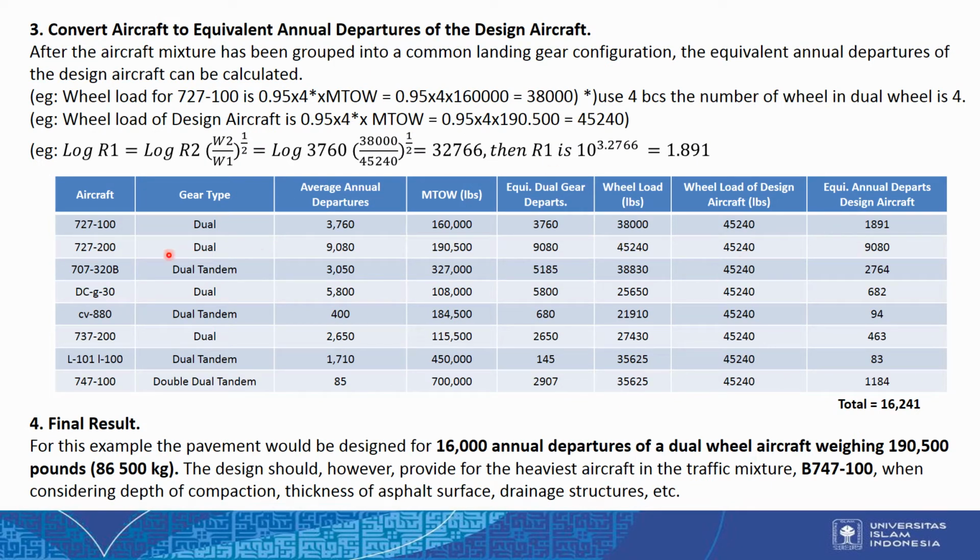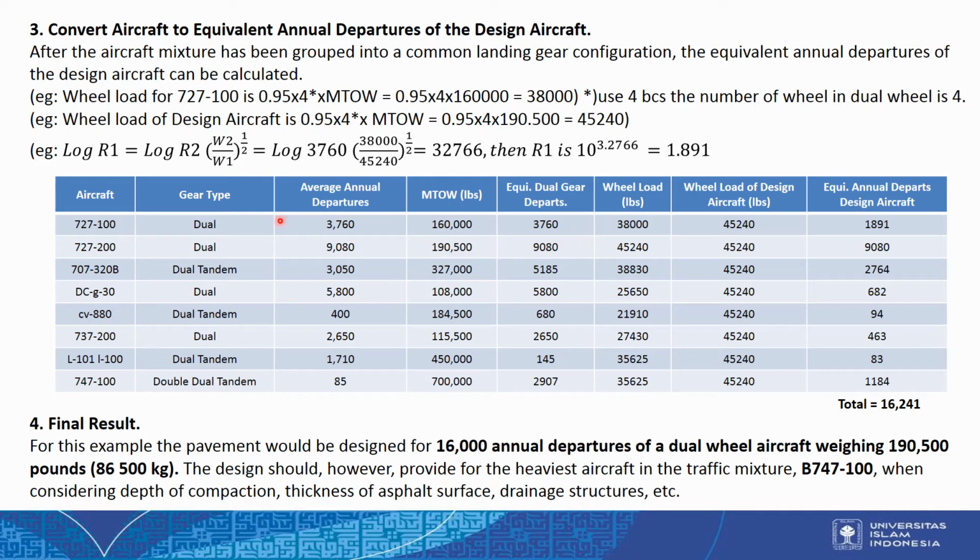So this is the table with these columns: aircraft, gear type, average annual departures, and the MTOW, which is from the question. This is what we will get: equivalent dual gear departures, wheel load of the design aircraft, and equivalent annual departures of the design aircraft. This is what we want to get in the end, and this is what we calculated before. For example, here, for the aircraft 727-100 with the dual gear type, the average annual departures is here, so the equivalent dual gear departures is the same as the average annual departures here, and also for here. Why?